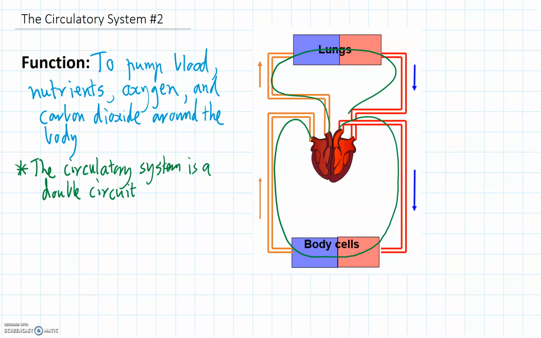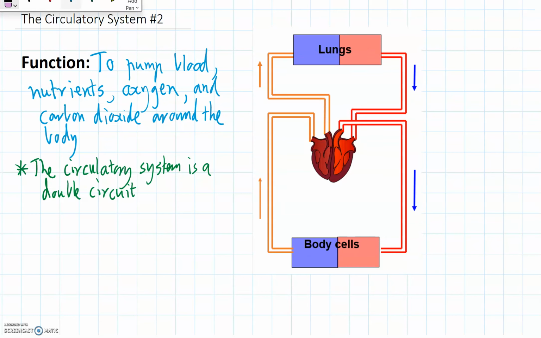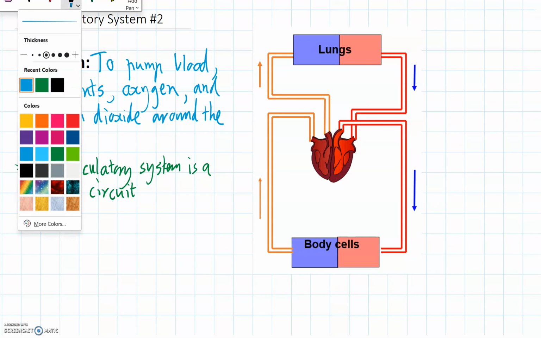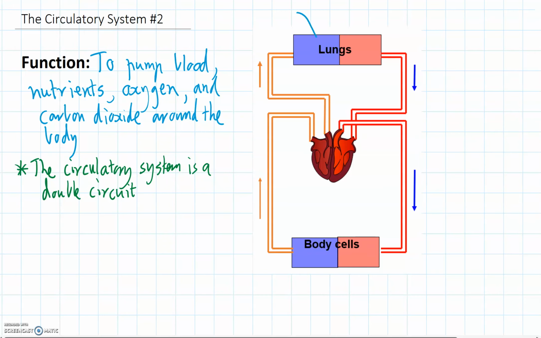And the reason for that is because blood has to be sent to the lungs to get fresh oxygen and to remove carbon dioxide. And then fresh blood that's oxygenated has to be sent to the body cells so they can use the oxygen. So at the lungs, oxygen goes in. And at the body cells, the oxygen goes out into the body cells.